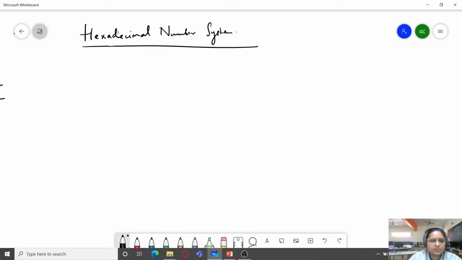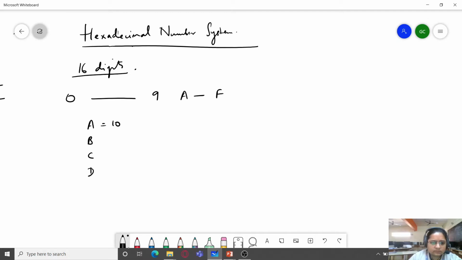So hexadecimal number systems usually consist of 16 digits, starting from 0 to 9 and A to F, where A is 10, and each of A to F represents one hexadecimal digit. So here we can see that 10, 11, 12, 13, 14, 15 are actually represented as digits.